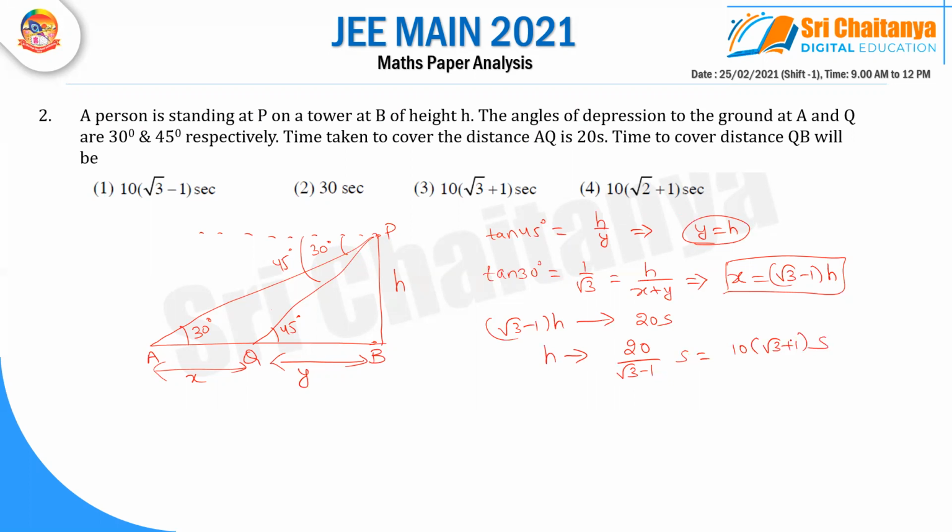And don't forget, he asked about QB. QB means y. Y is nothing but h. So the answer is the third option.